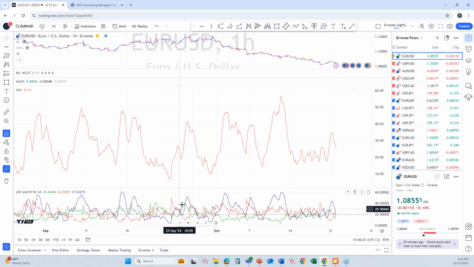indicators. You can see we have the ADX with the DI, positive DI and negative DI. So ADX works best in trending markets. Use it to confirm the strength of trends identified by other indicators like SuperTrend or VWAP.